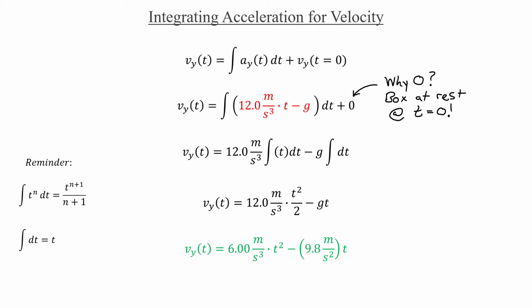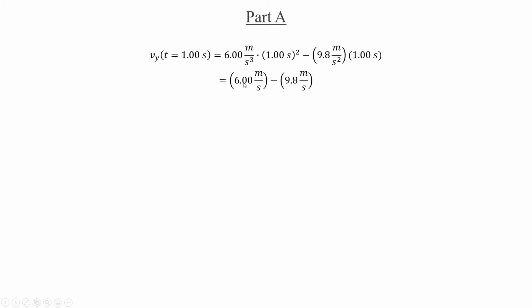So we have our velocity expression. We've done a lot of prep work now. We can finally get to part A. Let's do that. So here's part A. We were asked to figure out the velocity at a time of 1.00 seconds. So we're going to plug that in everywhere we had t. And what does that look like? Well, we're taking 6 meters per second minus 9.8 meters per second. And that's equal to negative 3.80. And that's one of our solutions.